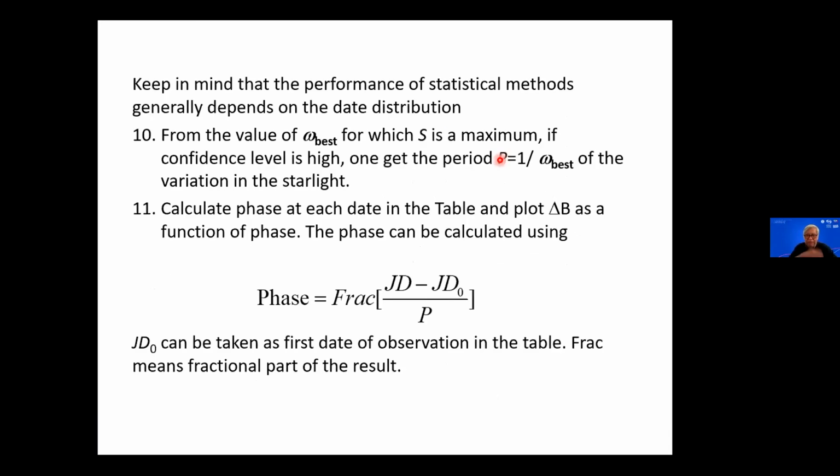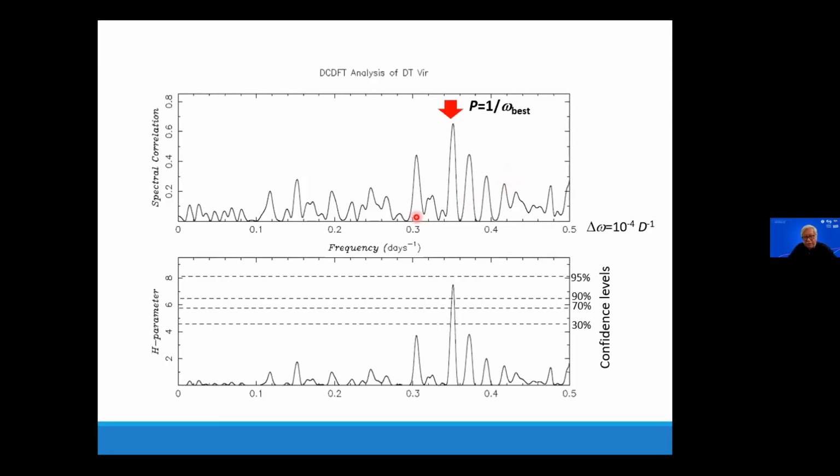Keep in mind that the performance of a statistical method generally depends on data distribution. So from the value omega best, for which S is maximum, if the confidence level is high, one gets the period. Remember, the x-axis of your periodogram is still frequency. You have to convert it into P here.